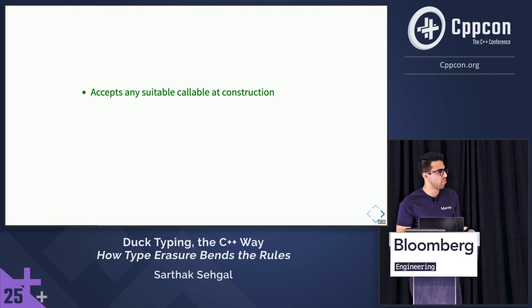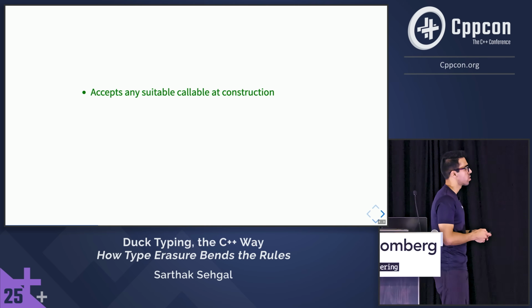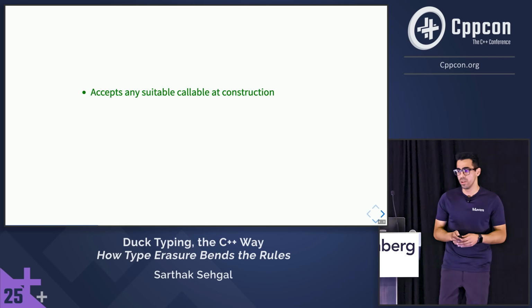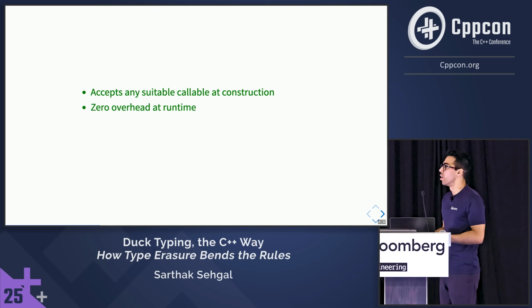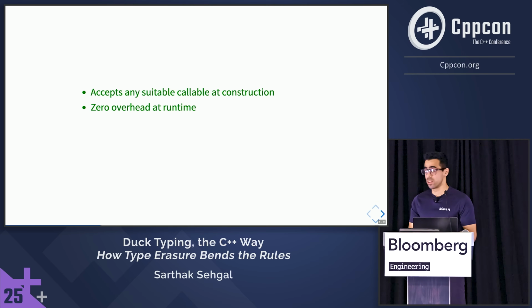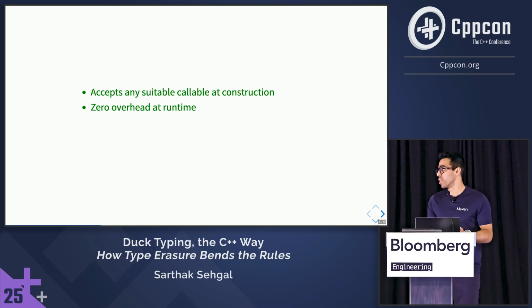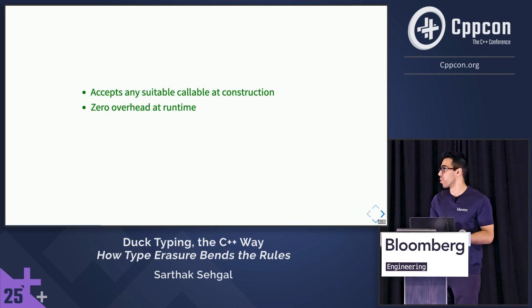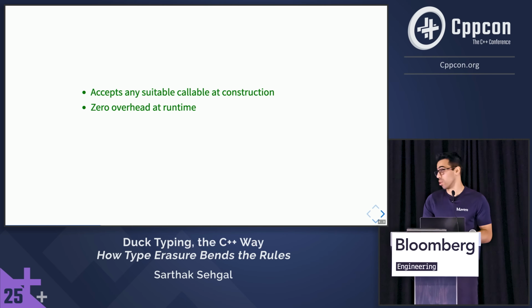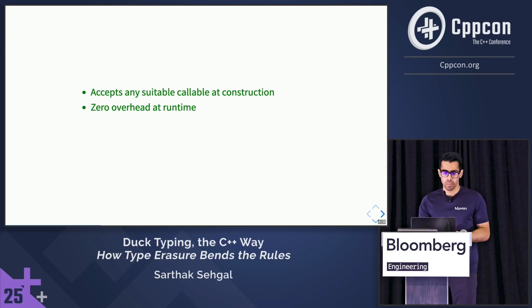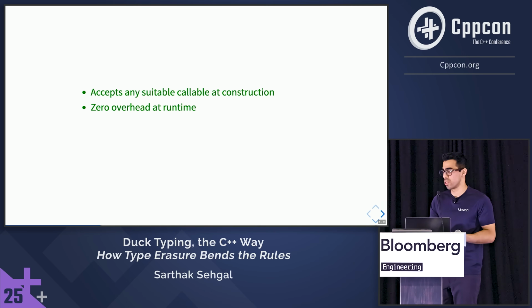So it definitely has some advantages. It accepts any suitable callable upon construction. Another thing to note is that it has zero overhead at runtime. It's just going to instantiate different templates at compile time for different callable types. So it's going to have zero overhead at runtime. But there are some downsides.